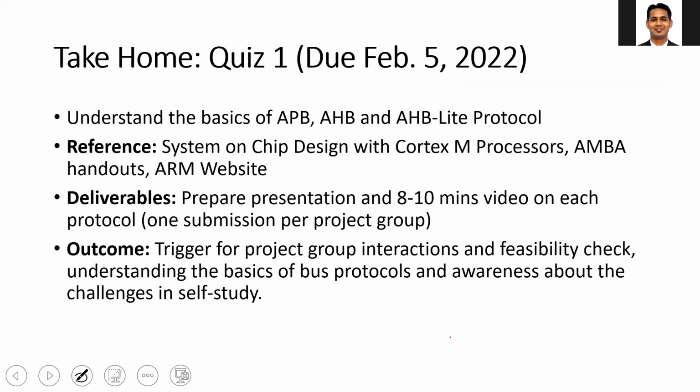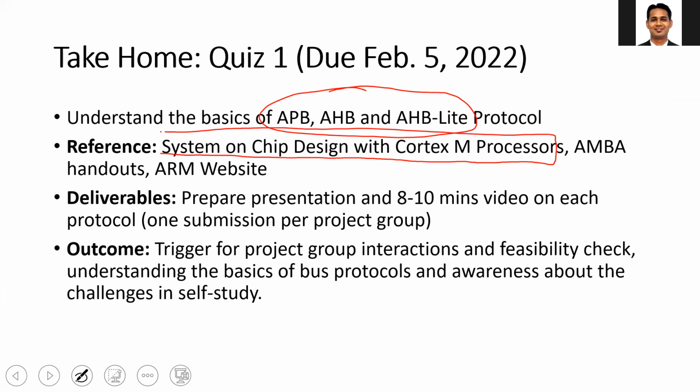So this is your take-home quiz, where you need to understand the basics of the APB, AHB, and AHB-Lite protocols. To understand this, you should use the book System-on-Chip Design with Cortex-M Processors. I'll upload it on Google Classroom. There is one chapter in it which discusses all these protocols.